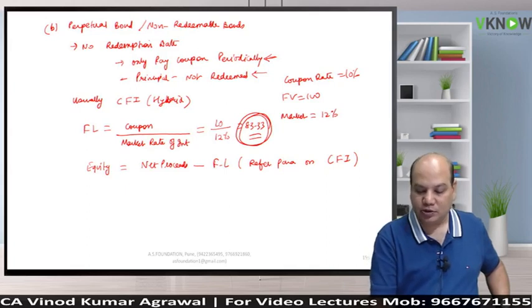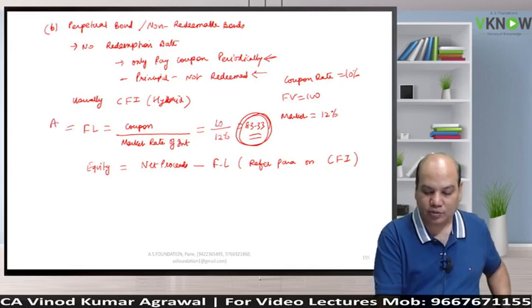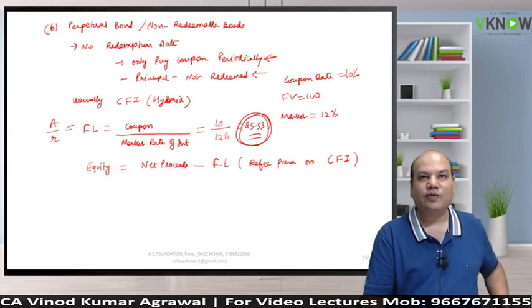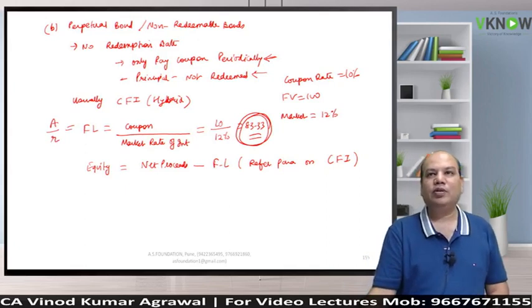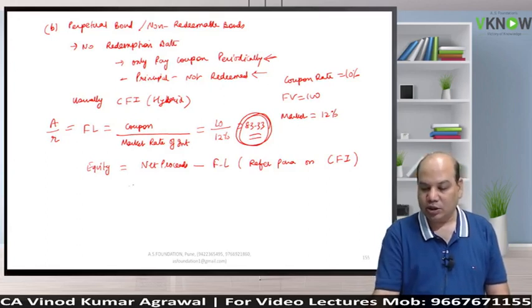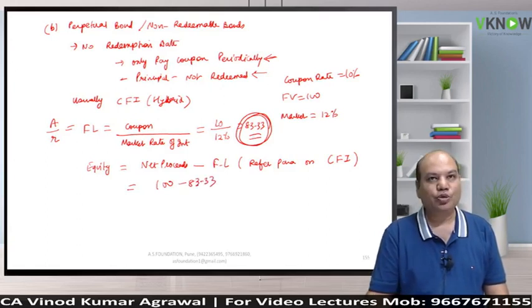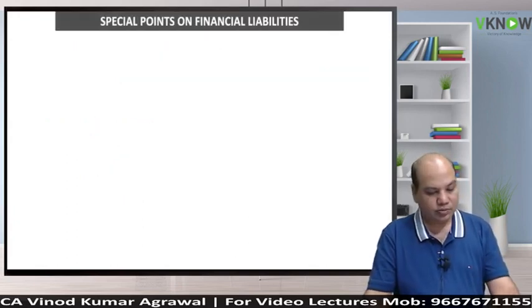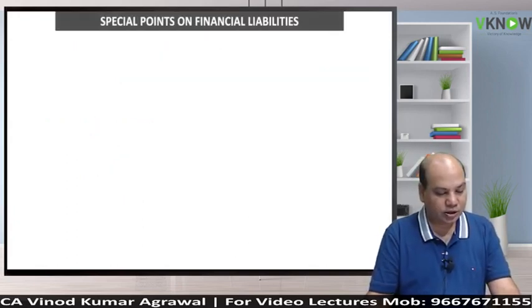This formula is in FR or FM. You have studied the A upon R formula for an infinite annuity, A upon R, annuity divided by discount rate. And then the remaining amount in our example we can attribute to equity. Understood? Financial liability is arising due to the interest obligation.